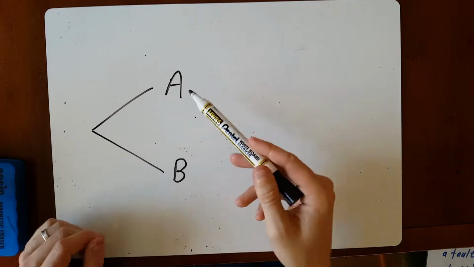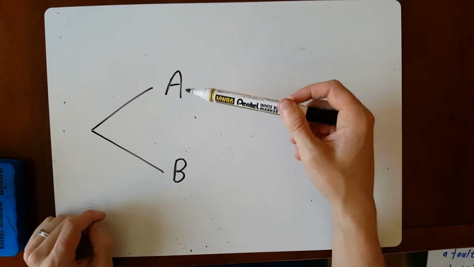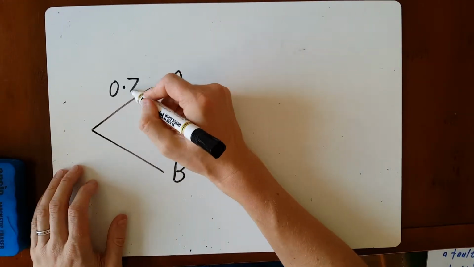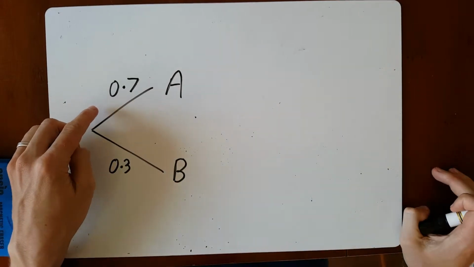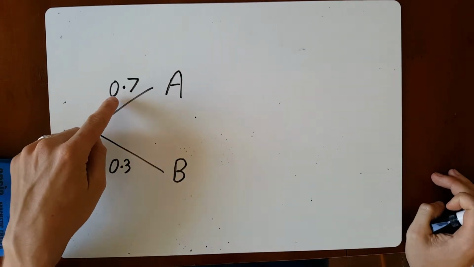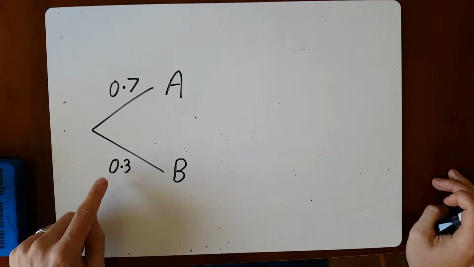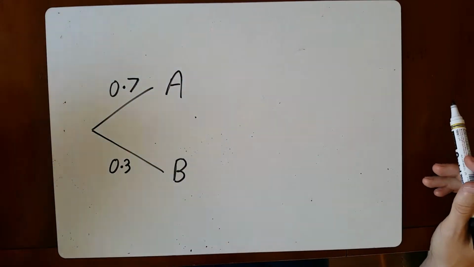The options on any tree diagram must be mutually exclusive. It cannot be produced by machine A and machine B, and the probabilities from the branches must add up to 1. So as we know, the probability it's produced by machine A is 0.7. The probability it's produced by machine B must be 0.3. We're working in decimals just because it tends to be a bit easier.